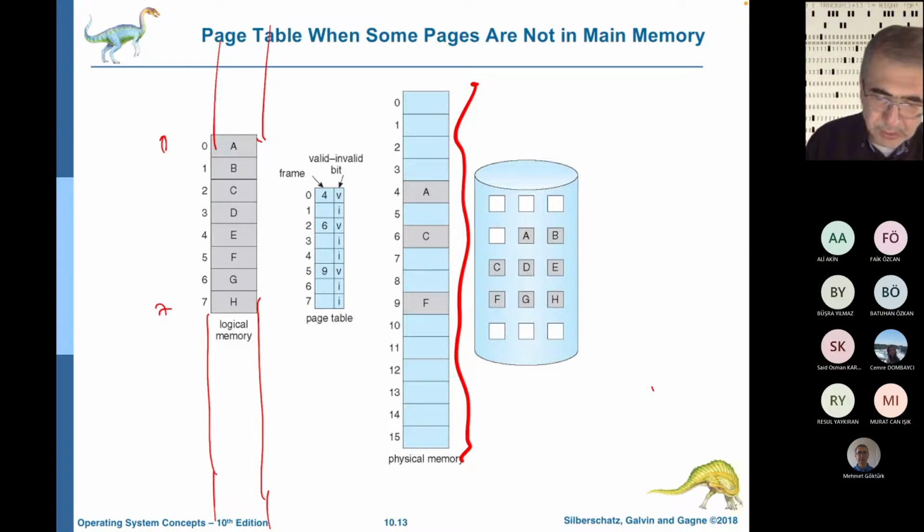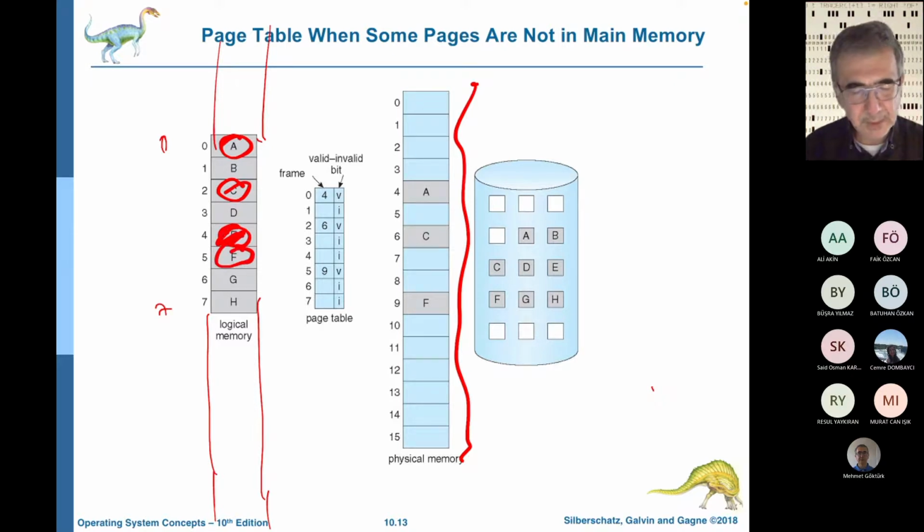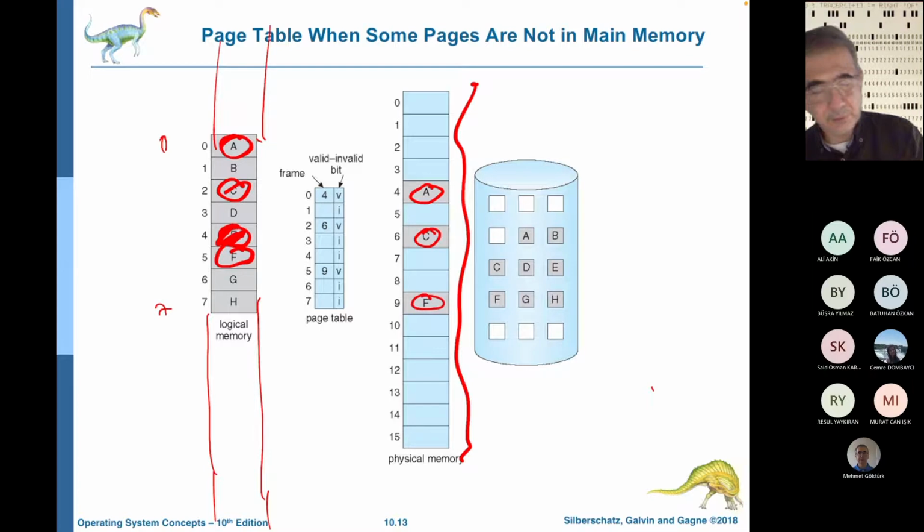So in the page table for this process, we have 0, we have 2, and we have 5. 2, 4, and 5 as the listing, as the valid things. 4 contains A, 2 contains 6, 5 contains 9, and those are valid.